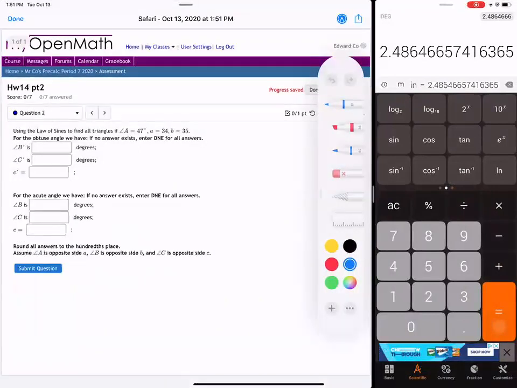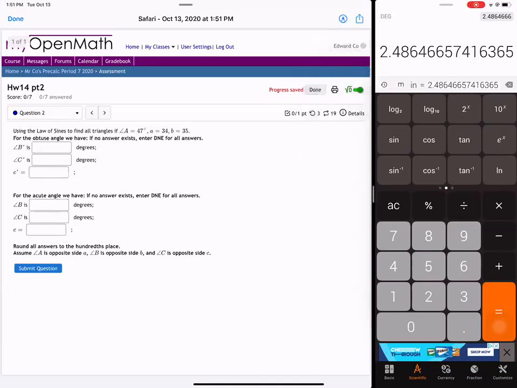So for this problem, okay, so I'm going to have to label all the parts myself and recreate this triangle. So using law of sines, find all triangles if angle A is 47, side A is 34, and side B is 35. Okay.